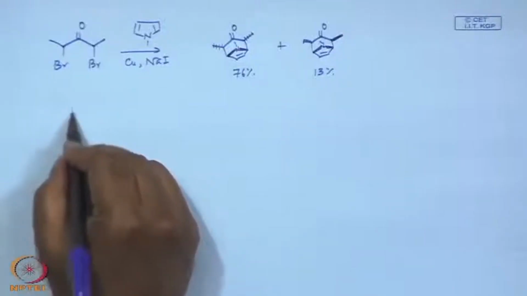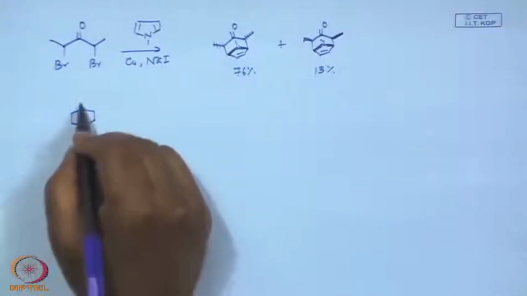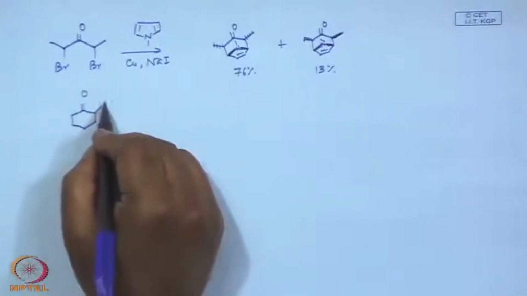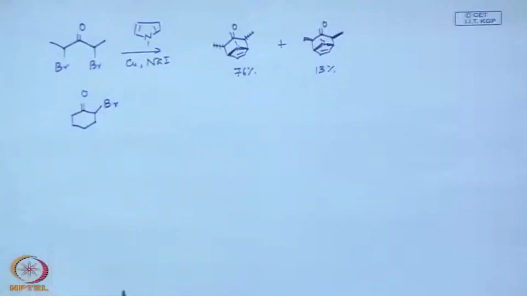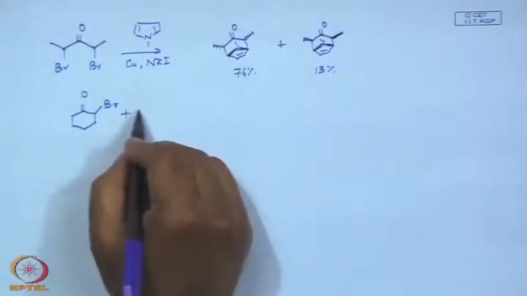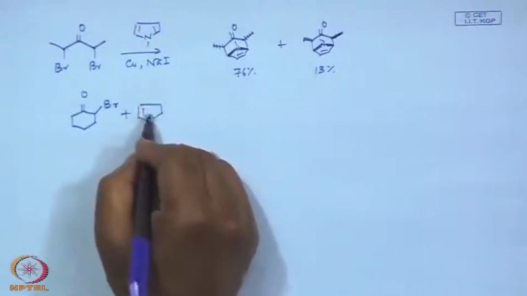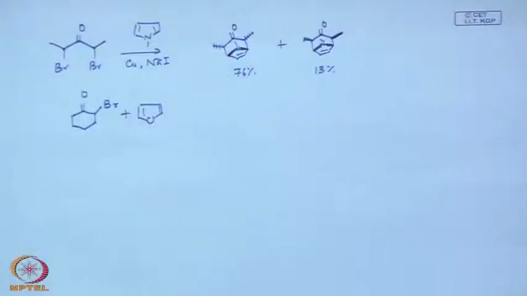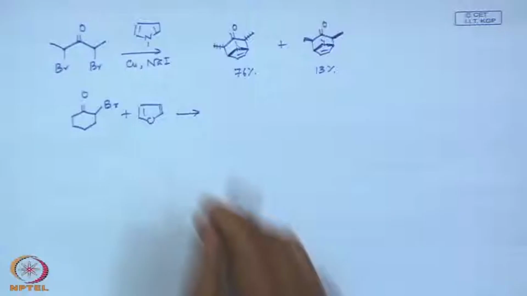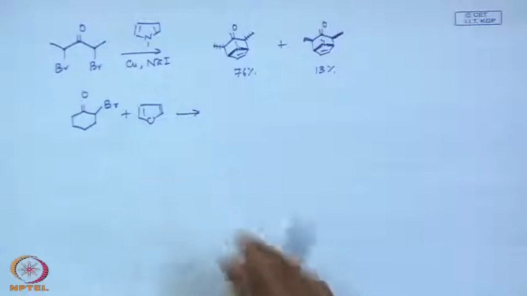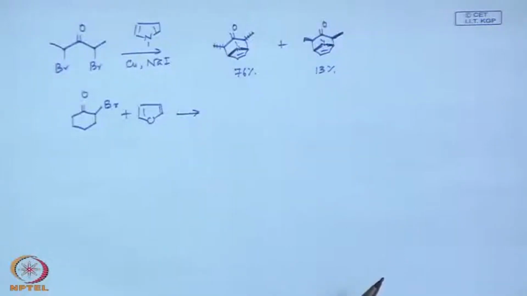where, unlike the previous examples, you will have just an alpha bromo ketone and then furan. Now, whether this reaction is possible or not, first of all you have to do a feasibility test whether this reaction would occur or not. At least one thing we know about the diene part, we know that the diene is electron rich, that is not a problem at all.